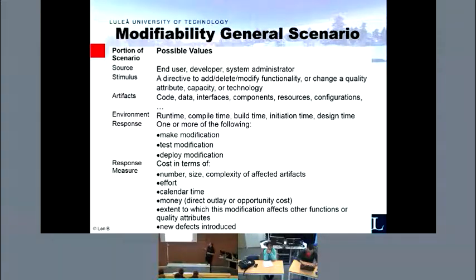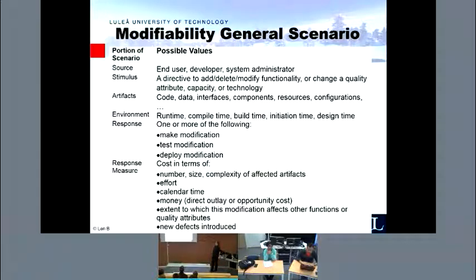Artifacts, things that you might want to affect with this: code, data, interfaces, components, resources, configurations, etc. There are lots and lots of things. Environment, it could be at runtime, it could be at compile time, build time, initiation time, design time. I think if you can build in as many of the flexibilities in design time, it's better, of course. If you can make sure that you have late binding, for instance, for certain new features, if you can add plugins and add-ons, etc., that helps make it more modifiable in the end.